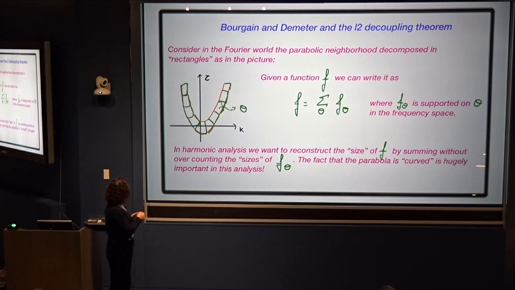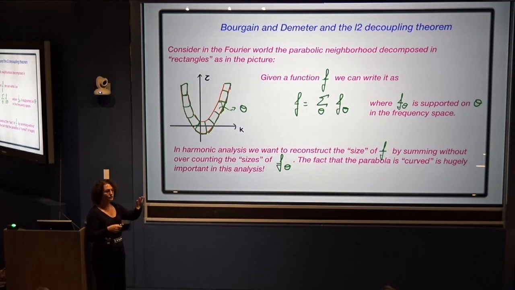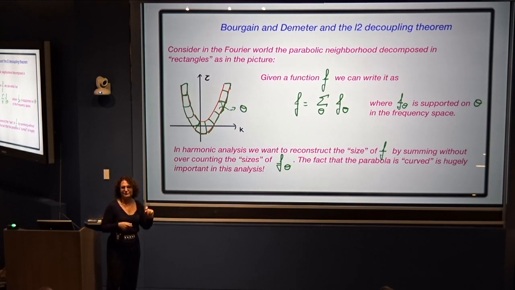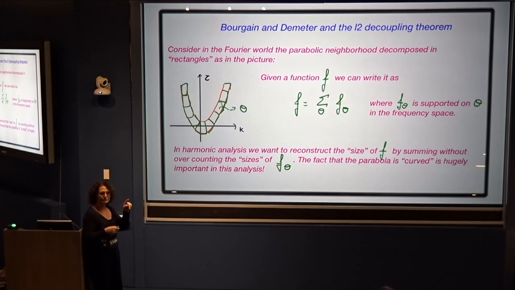So here you see a parabola, and this parabola is actually in the frequency space. You have the variables t, x in the physical space. Take the Fourier transform, you have the variables tau, k. And why do I draw a parabola here? Well, if you remember when we wrote the solution of the Schrödinger equation, there was a t k square. That k square accounts for this parabola here.